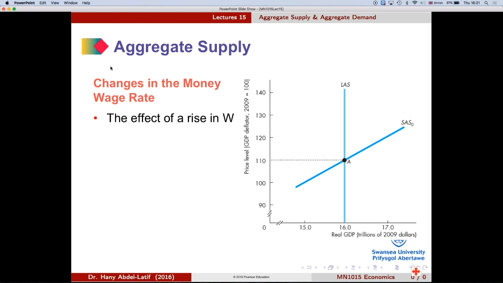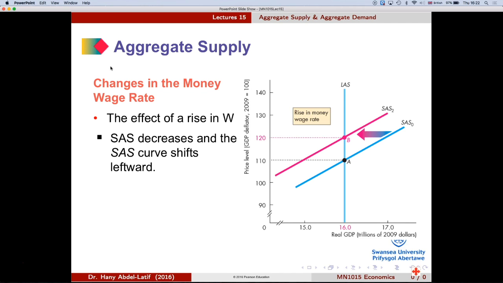As I said in the beginning of the lecture, you need to know what can cause a shift in these curves. So first we're looking at the supply curve. What can shift the long run or the short run aggregate supply curve? Potential GDP would shift both the long run and the short run aggregate supply curves. But the money wage rate will affect only the short run aggregate supply. So if for example we have a rise in W, here is the money wage rate. If wages increase, this will shift the short run aggregate supply curve to the left.